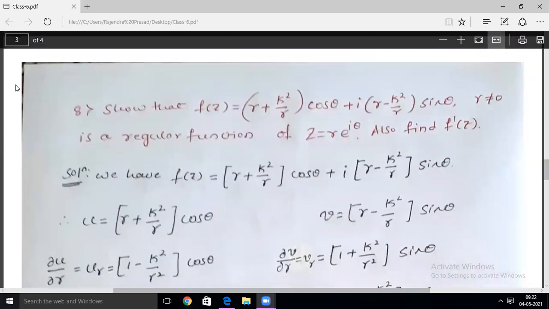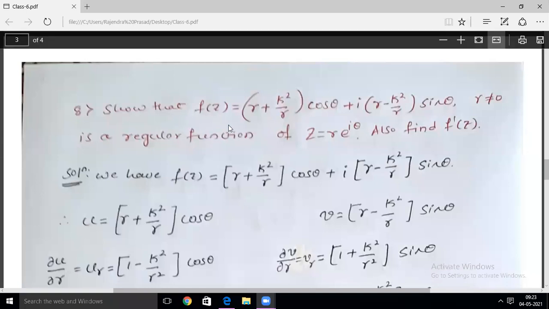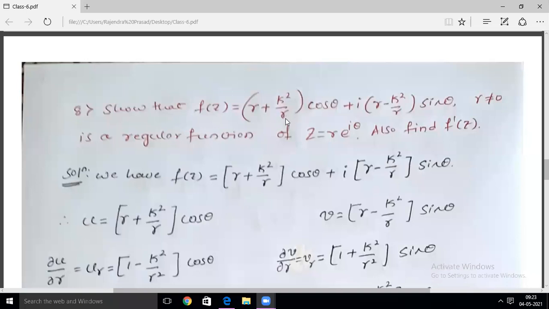Next problem. This is problem number 8. Show that f of z is equal to r plus k square by r into cos theta plus i into r minus k square by r into sin theta is a regular function. A regular function is nothing but an analytic function, right?